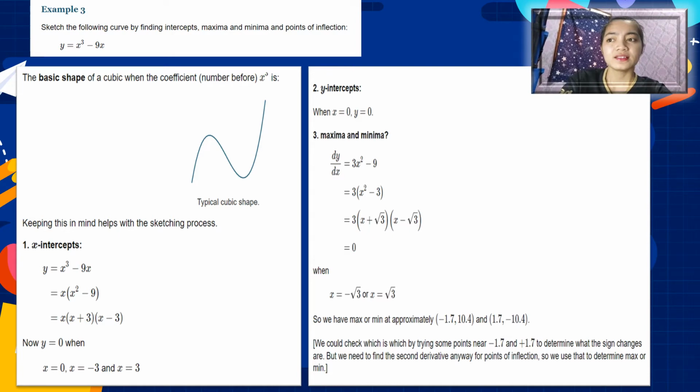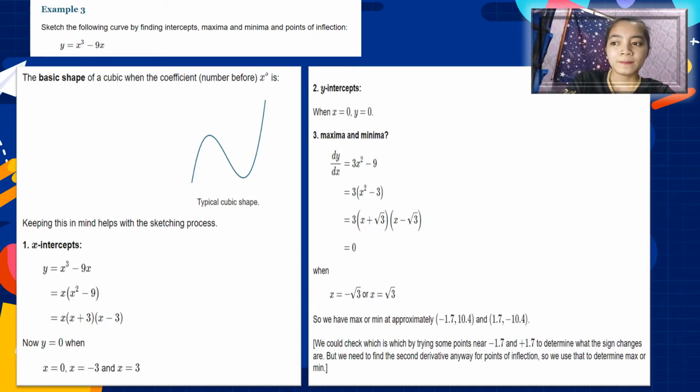Example 3. Sketch the following curve by finding intercept, maxima and minima and point of inflection: y equal to x power 3 minus 9x. The basic shape of a cubic when the coefficient of x power 3 is positive. Keeping this in mind helps with this sketching process.